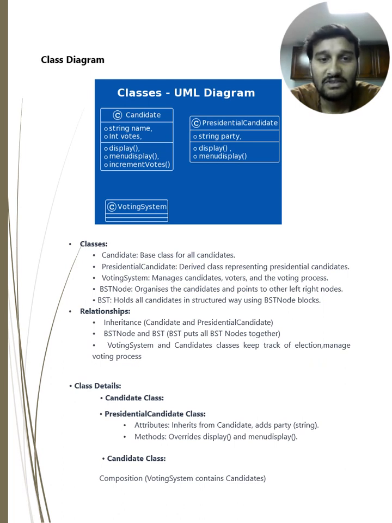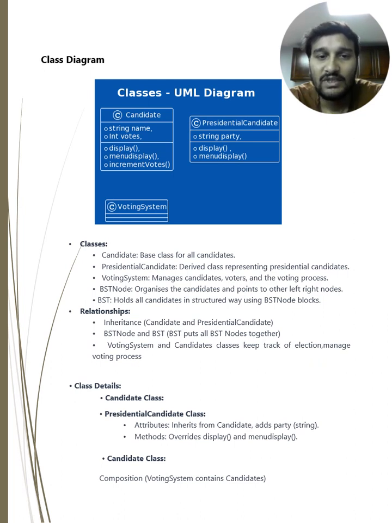Now we'll discuss the relationships between these classes. The presidential candidate class is like a specialized version of a candidate. It adds the concept of a political party to the basic candidate features. The binary search tree node and binary search tree classes: one is like a piece of the puzzle and the other puts those pieces together to create a system for organizing candidates in a specific order. So we use a binary search tree in this.